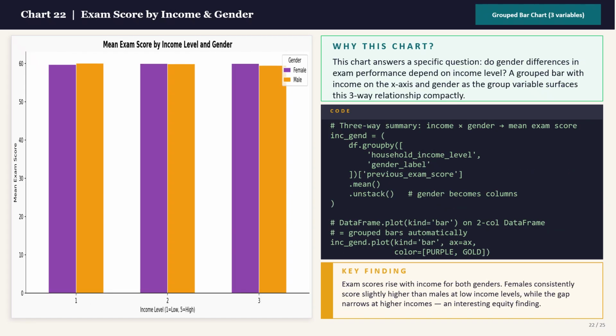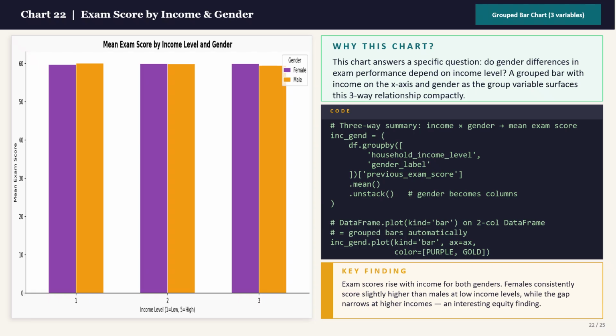We also had grouped bar charts of three variables, and this was exam score by income and gender. This chart answers a specific question: whether gender differences in exam performance depend on income level. A grouped bar with income on the x-axis and gender as the group variable surfaces this three-way relationship compactly. And in the code, we start by achieving a three-way summary of income times gender to get the mean exam score.